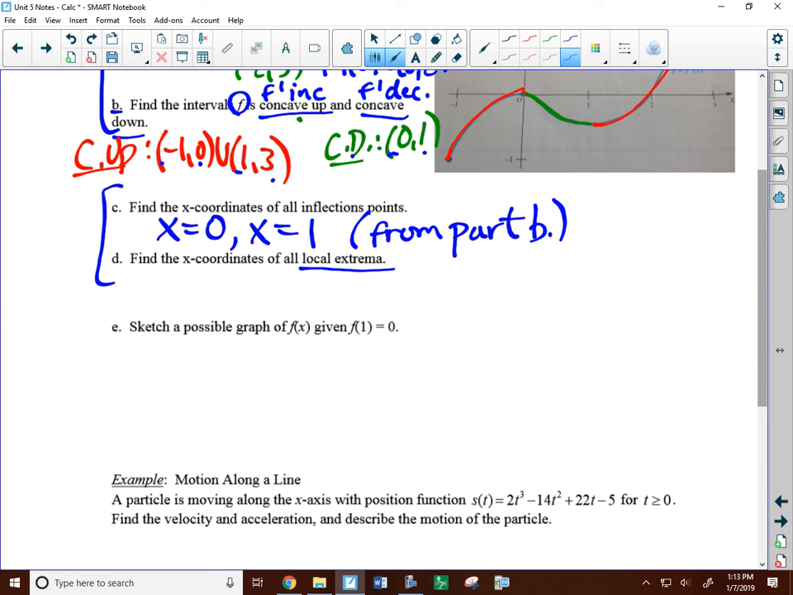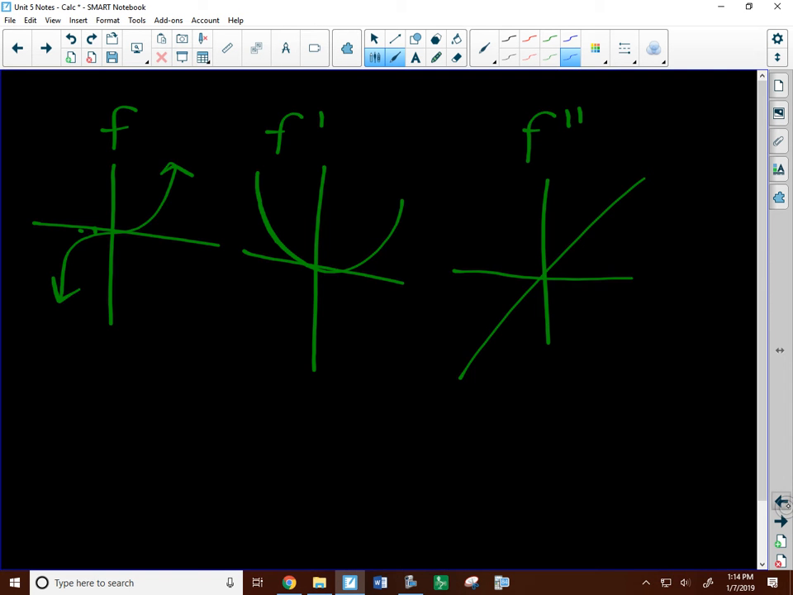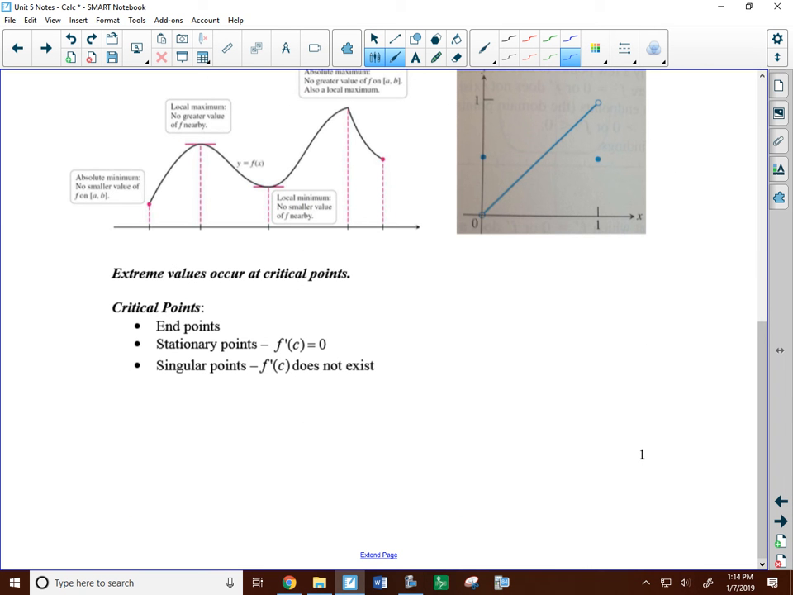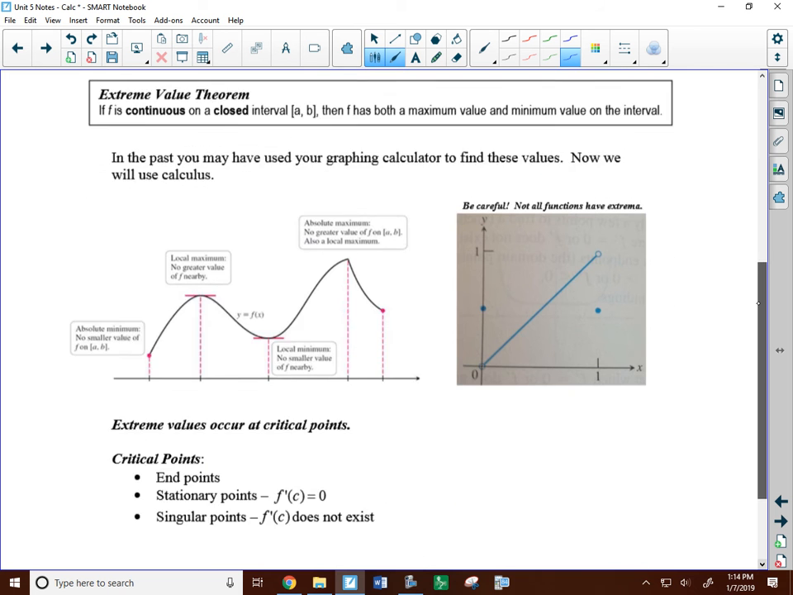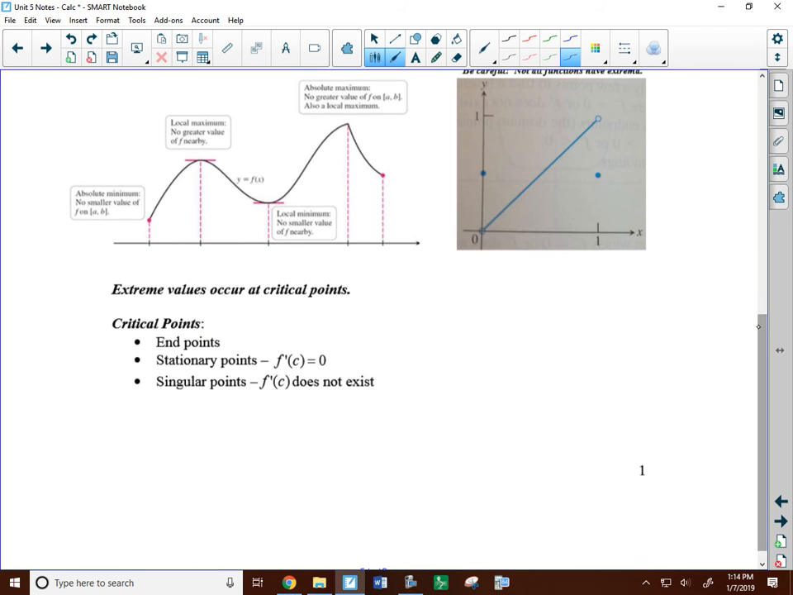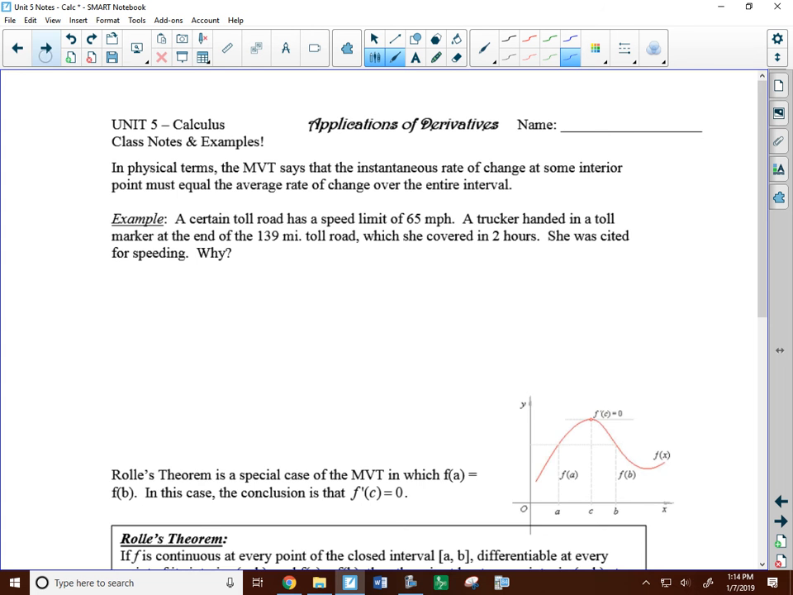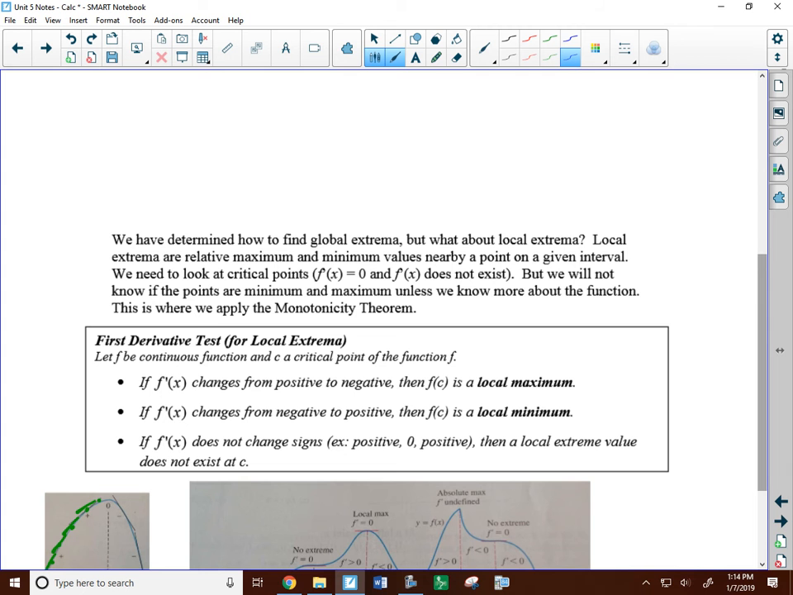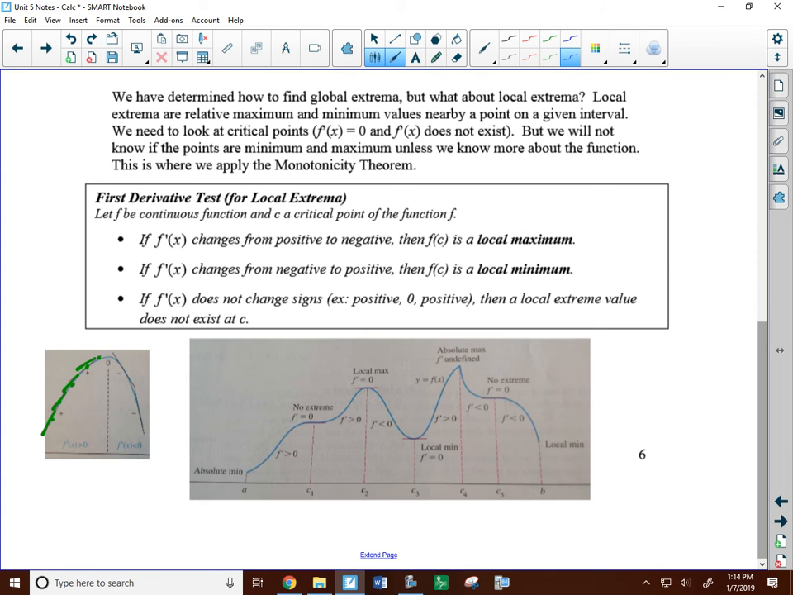Part D, find x coordinates of all local extrema. This is the first derivative test. Let me go back to that one. I had a picture of this. Oh, here, I'm at the wrong spot. It's down here. If it changes from positive to negative, like here, then it's a local max. And if it changes from negative to positive, it's a local min.